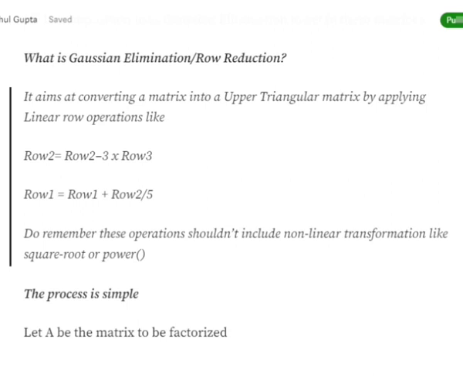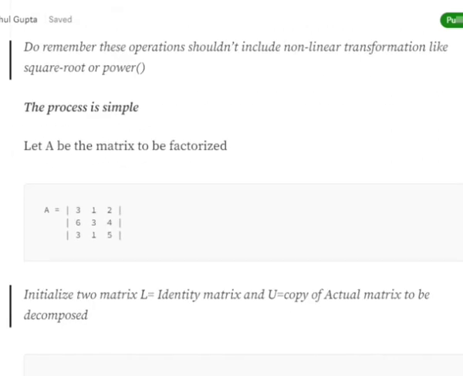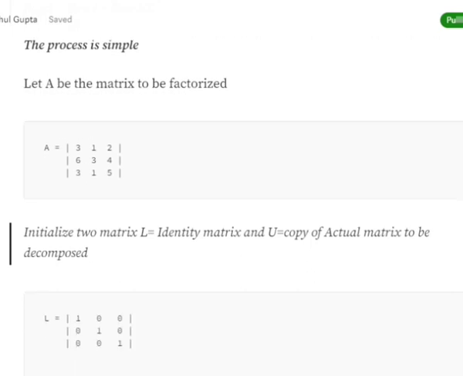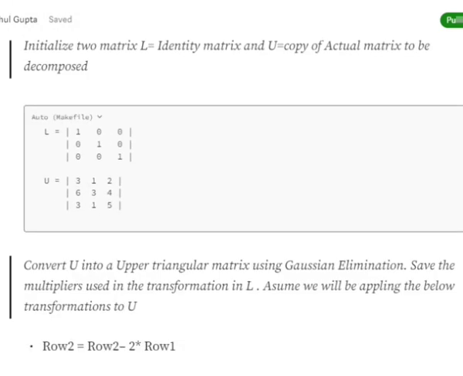We will now see an example of how a particular matrix can be LU decomposed. Assume that we have this particular matrix A equals 3 1 2, 6 3 4, 3 1 5. We'll now initialize two matrices. One is L, which is an identity matrix. If you don't know, an identity matrix has every value 0 except the diagonal. The diagonal has values 1, as you can see here, and U equals a copy of the actual matrix that we wish to decompose. As A was this, U equals the actual matrix.